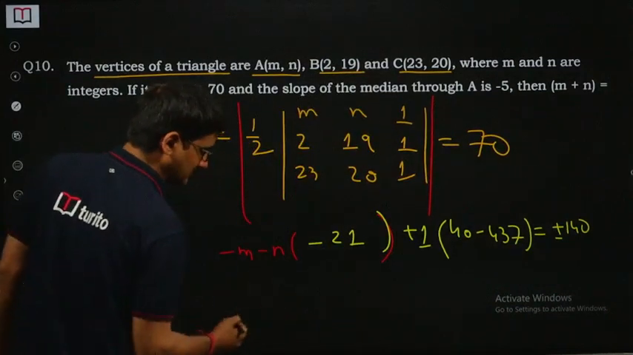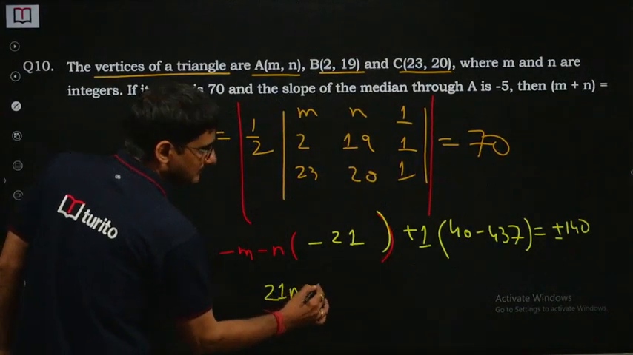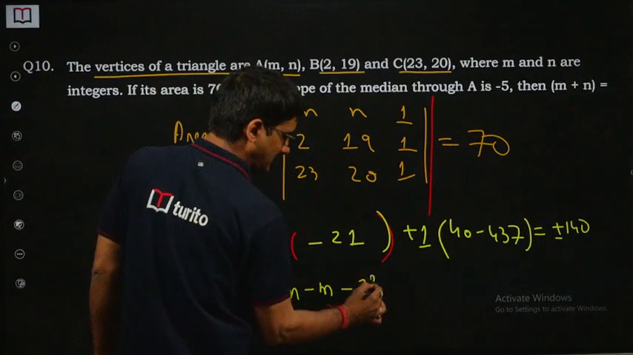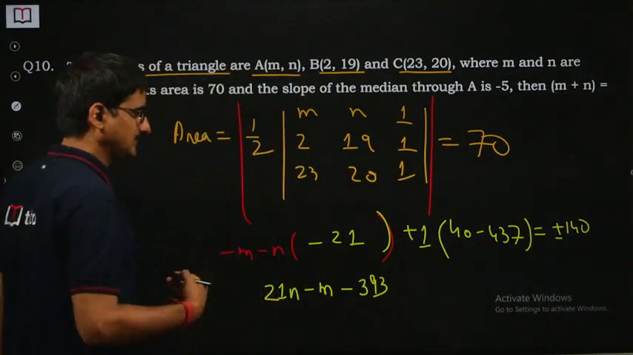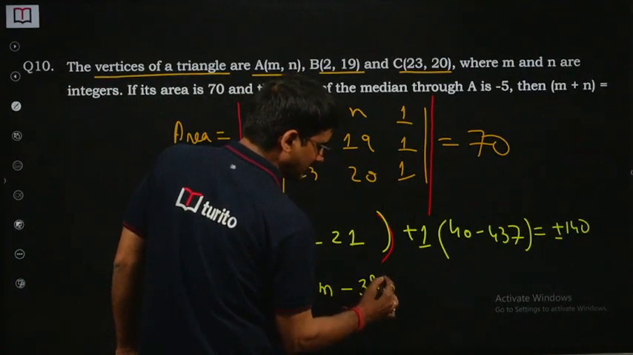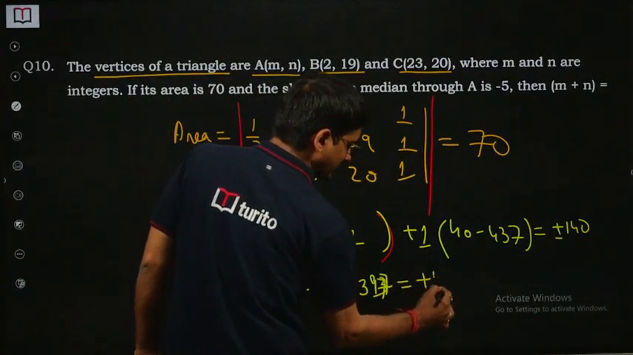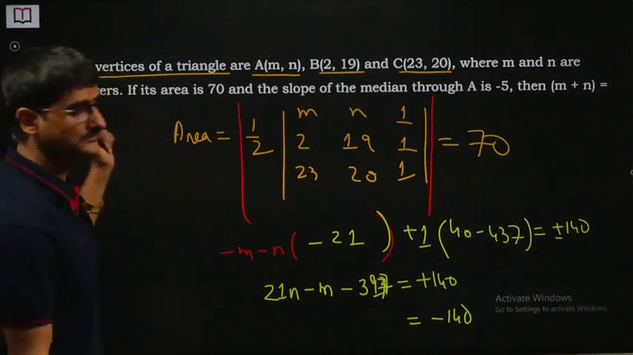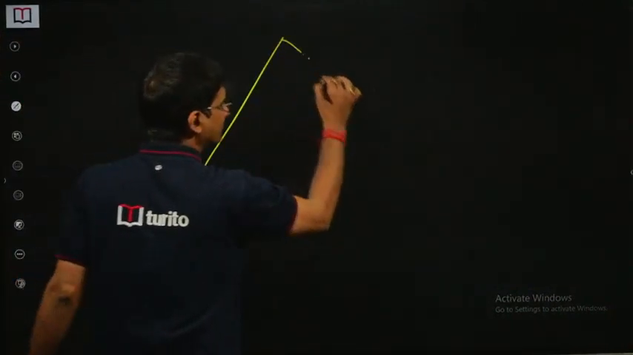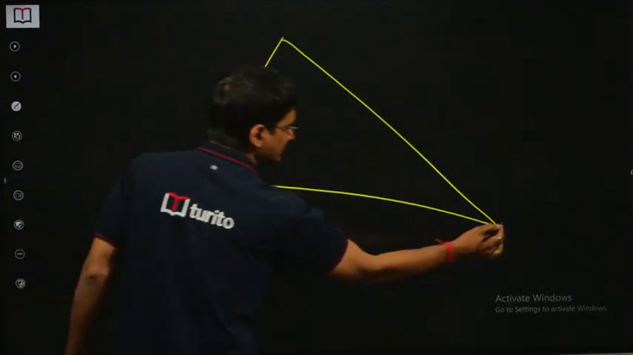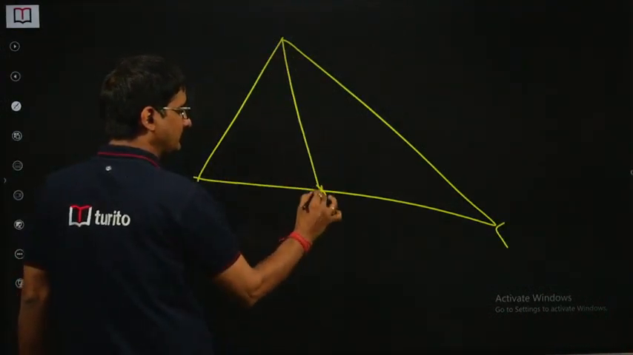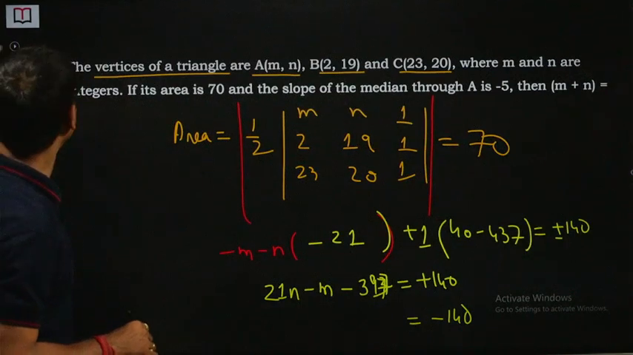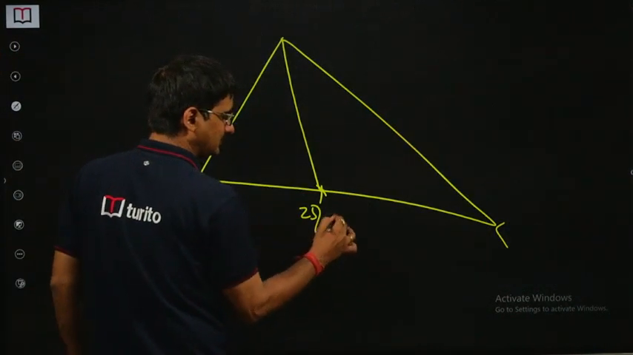You get two relations here, which are 21m minus m and minus 37, 397 is equal to, let's say, 141 and then 1 minus 140. And see, the slope of the median through A is not a big deal. Why? Because this is B, this is C, the median goes to the midpoint, and you can easily get the midpoint, which is nothing but B plus C, 23, 25 by 2, and then 39 by 2. So it's 25 by 2, 39 by 2.